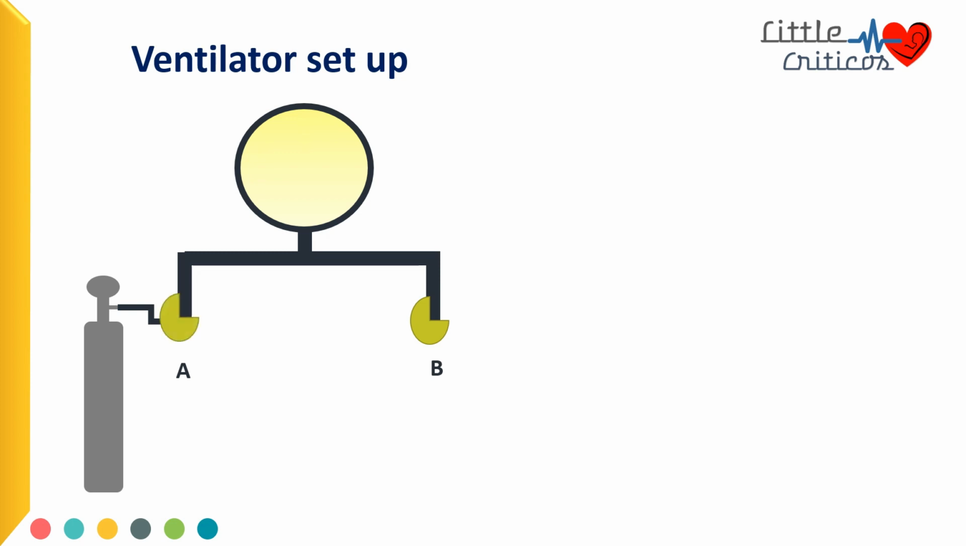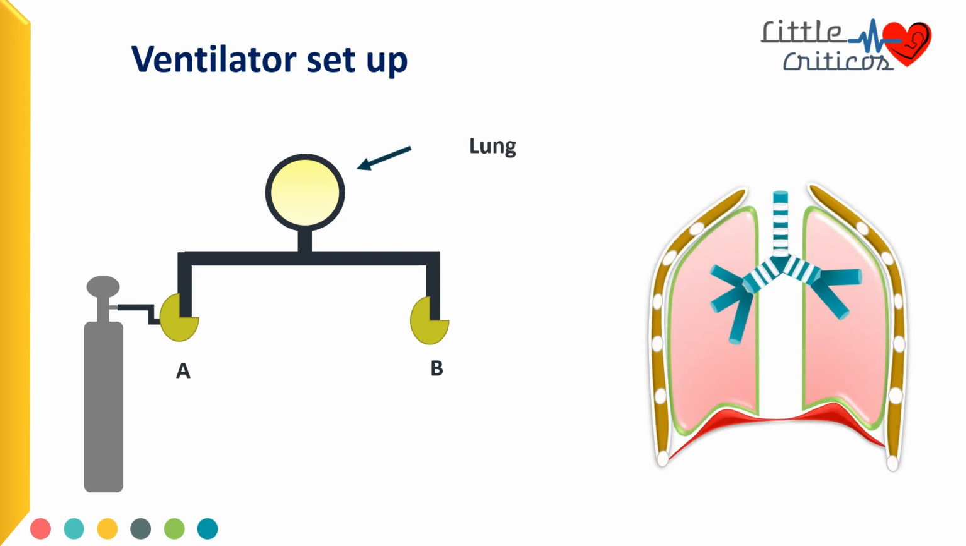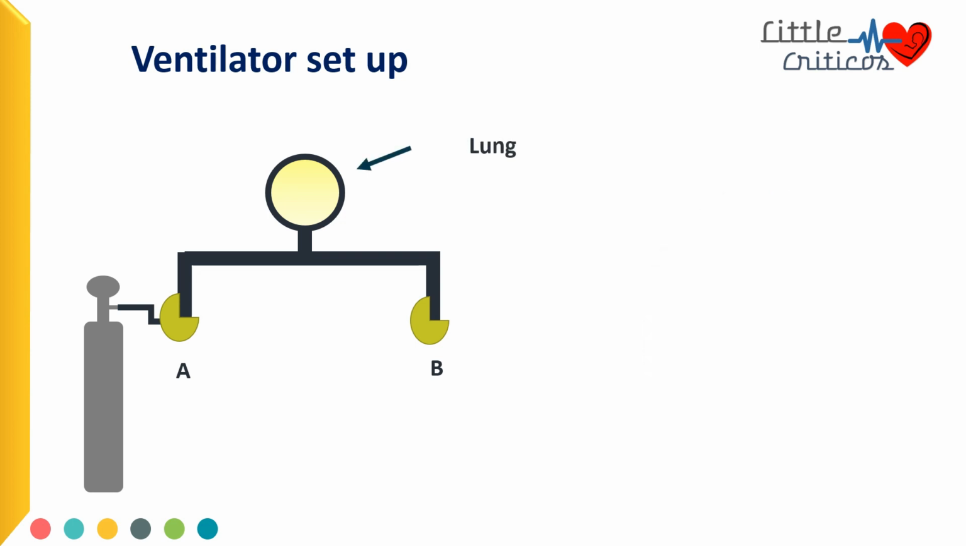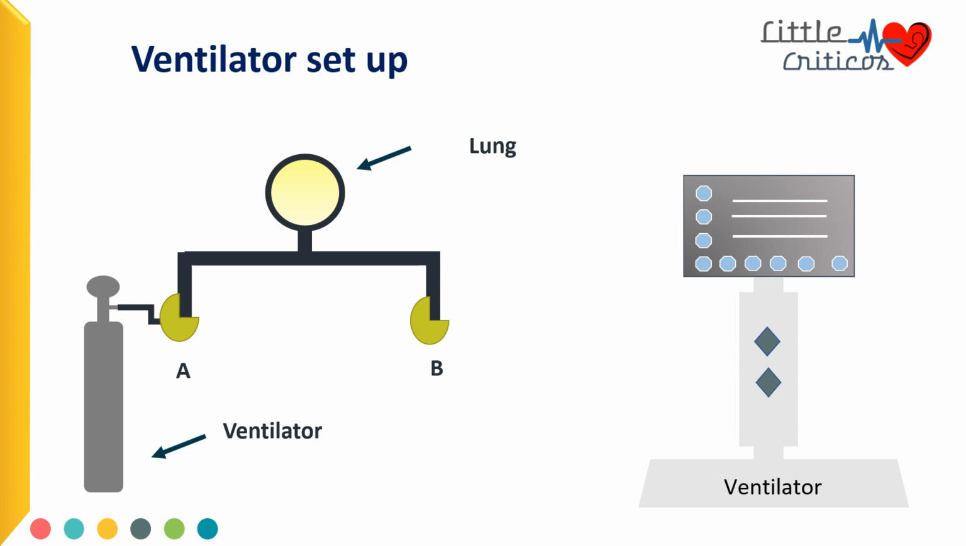Once the inspiratory valve closes and the exhaust valve opens, air starts to flow from the balloon towards the exhaust. This will result in a decrease in volume of the balloon until the exhaust valve closes. We can equate this model to a patient ventilator interaction where the lungs can be analogous to the balloon and the ventilator can be analogous to the gas source.